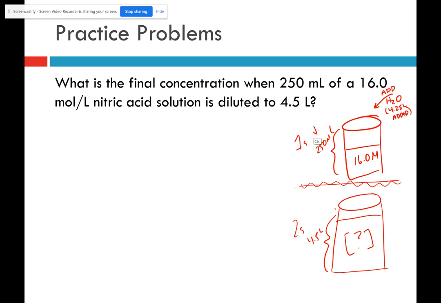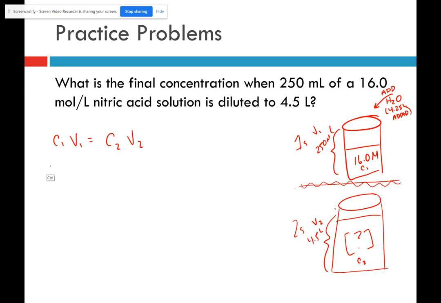So this is going to be our V1, this is going to be our C1, this is going to be our V2. We don't actually know what our C2 is. That's what we're calculating. Okay, so how we're going to do this is we're going to say, my initial concentration times volume is going to equal my new concentration times my new volume.